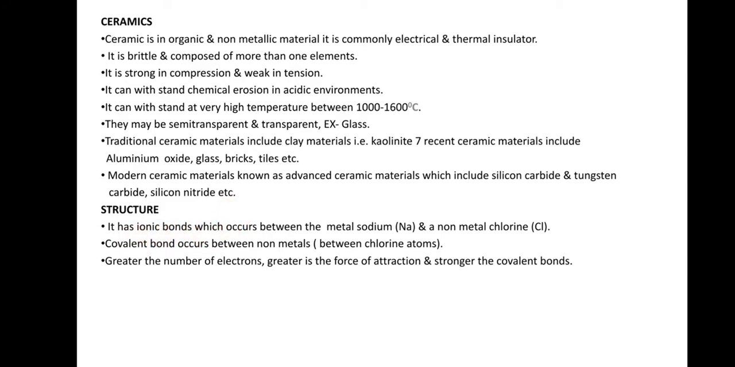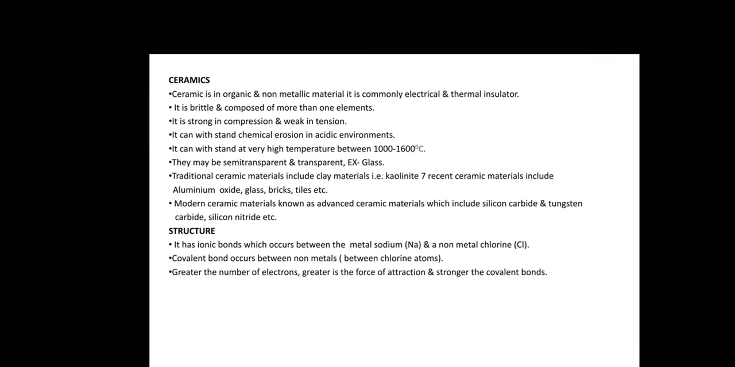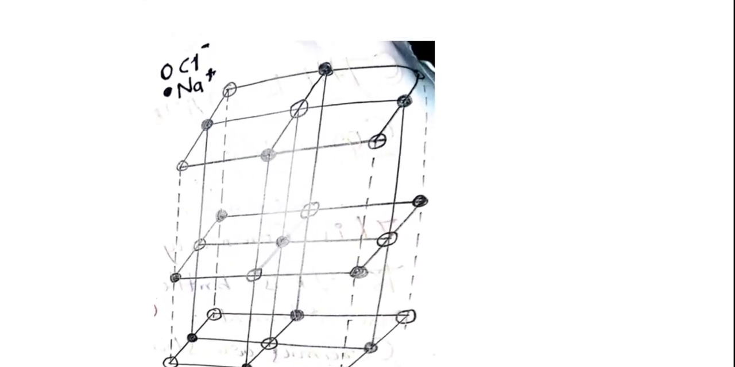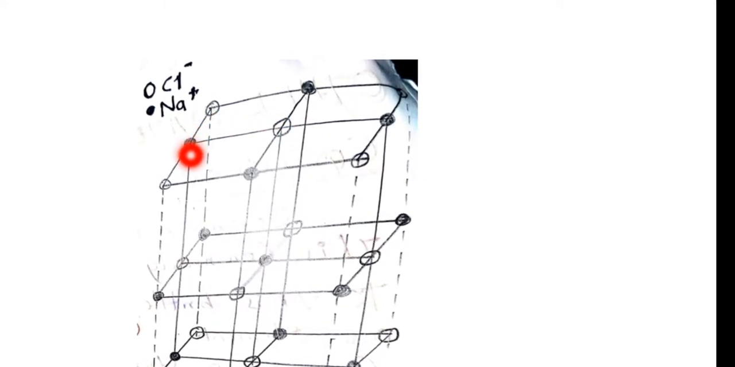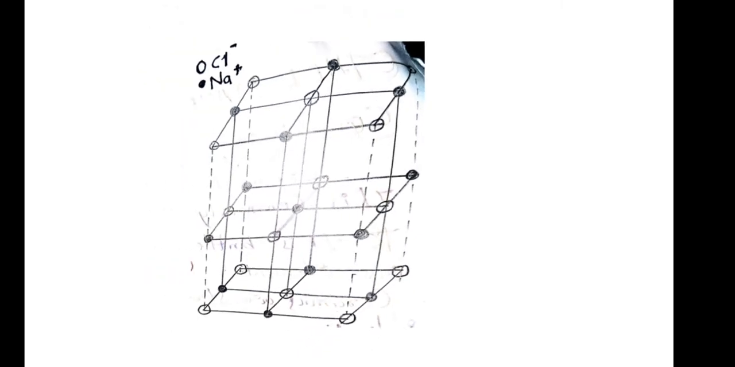Structure: see, basically it contains the metal and non-metals. So here in the structure, sodium is considered as the metal and chlorine is considered as the non-metal. You just see how the bonds are made between the metal and the non-metal. The dark atom is nothing but the sodium atom, it is positively charged, and these hollow atoms are the chlorine atoms, which are negatively charged. So this is the structure of the ceramics.